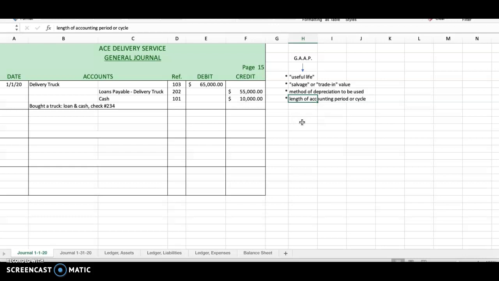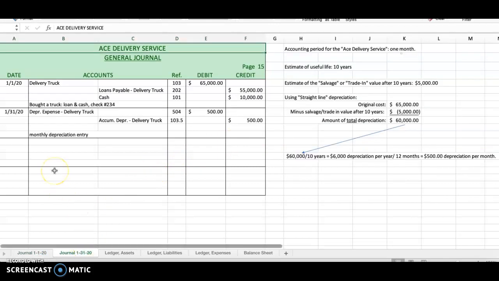Let's assume we are at the end of the accounting period. As we said, the accounting period for ACE delivery service is 1 month. So let's take a look at what happens at the end of that month. And our tab will show us here. We're going to skip all the other transactions, all the other journalizing and posting that we've done during the month of January, and look at specifically what we call the depreciation entry. And that's the one in the journal on January 31st. This is the one we want to look at.